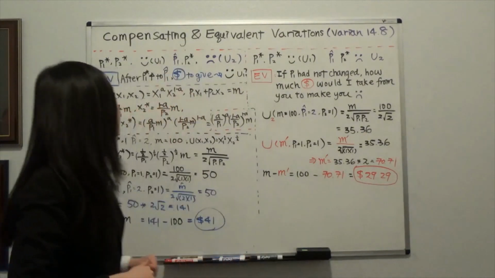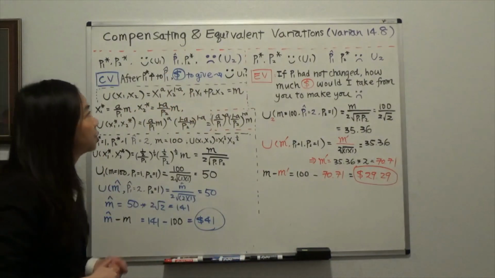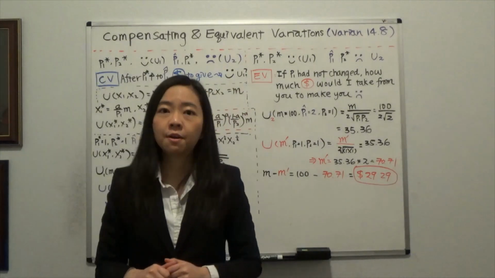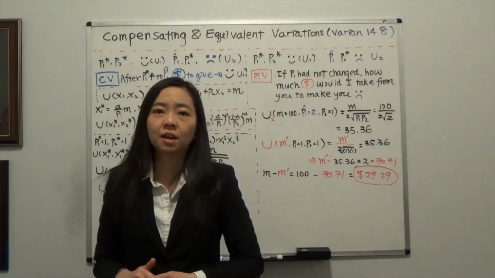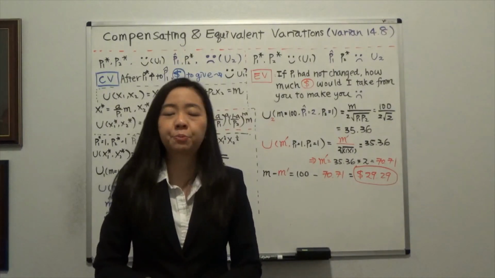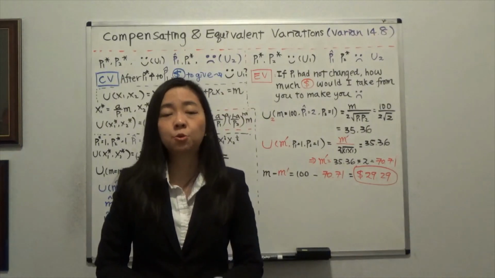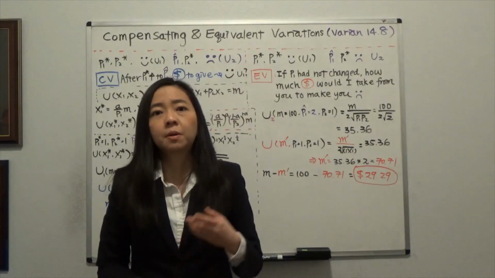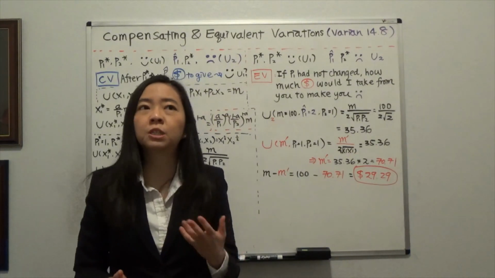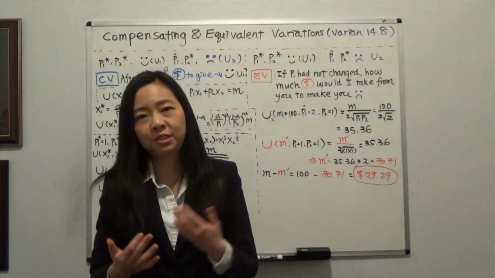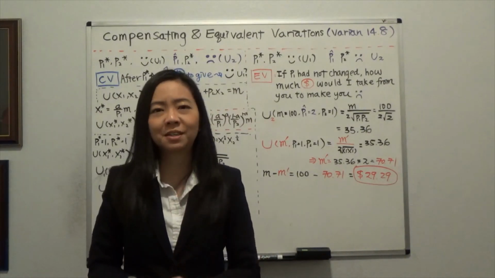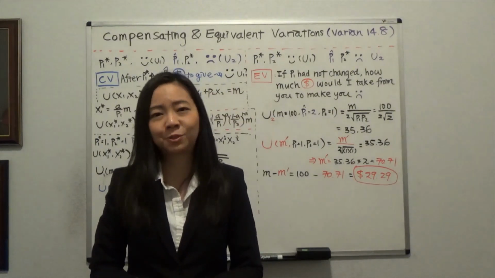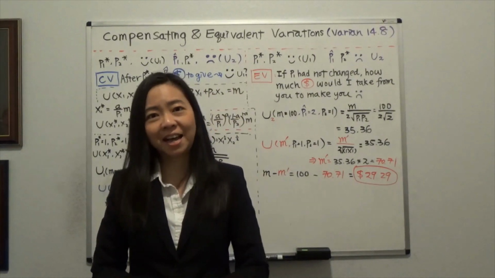Today we're going to talk about compensating and equivalent variations, and this is from Varian chapter 14.8. So typically when the price of something goes up and you purchase that item, then that is going to hurt your utility. But we know it is difficult to express how much you suffer using utility. So sometimes it is convenient to use money to express how much you suffer. And this is exactly that.